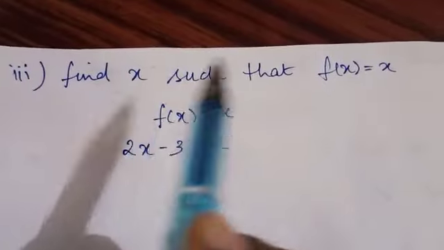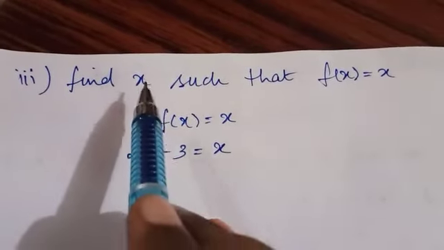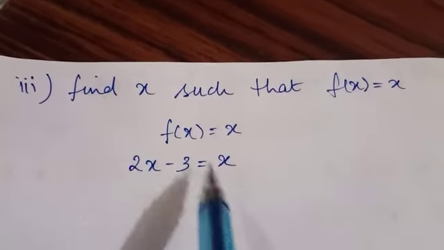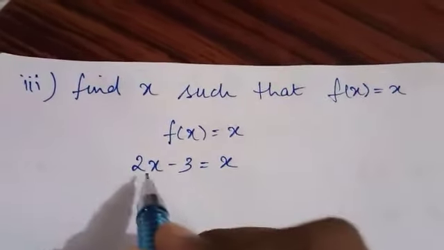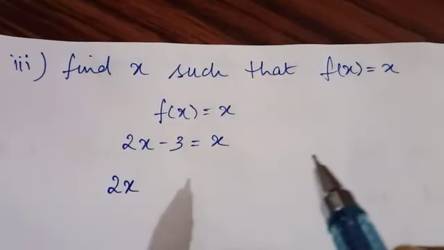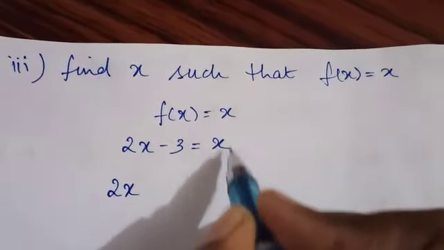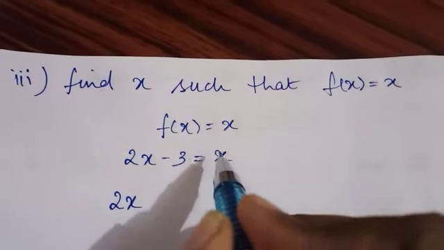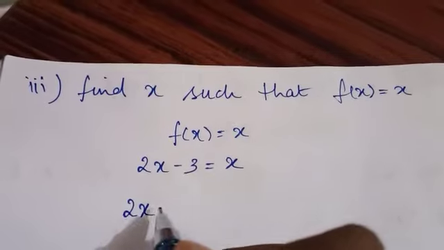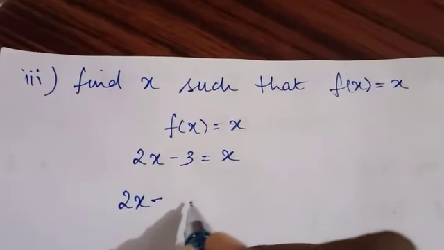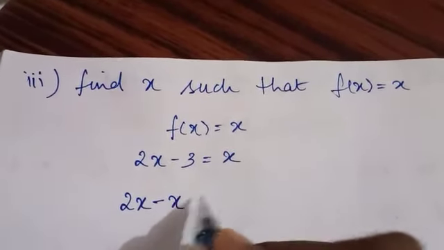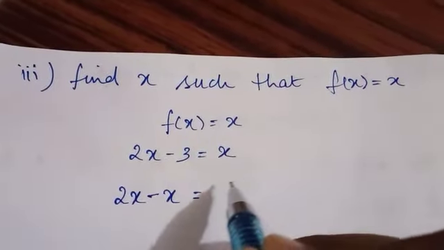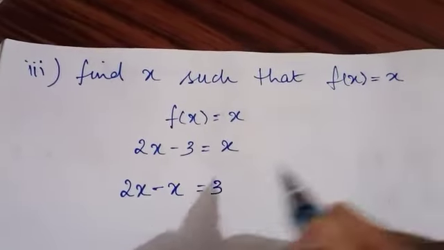So what I told, whichever variable we are finding, we have to take that variable to the left hand side and the numbers to the right hand side. So we have 2x here, I am writing it in the left hand side and here I am taking this x to the left hand side. This is plus x, right? When I take this x to the left hand side, it becomes minus x. And I am taking this number to the right hand side. When it comes here, minus 3 becomes plus 3.